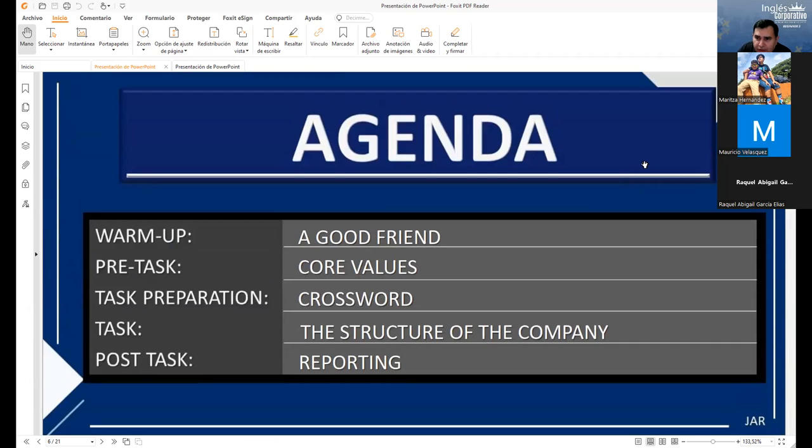The agenda for tonight is going to be discussing a good friend, core values, the crossword, the structure of the company, and the report. This is the review for Unit 1. On Monday, we start Unit 2.